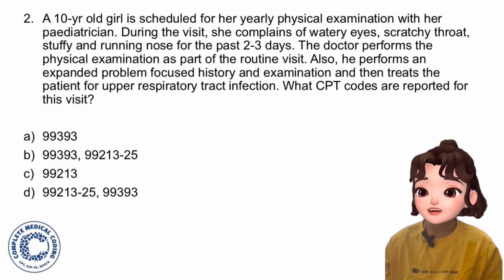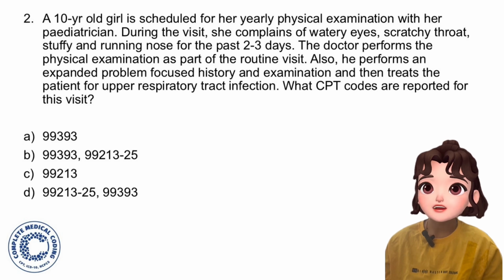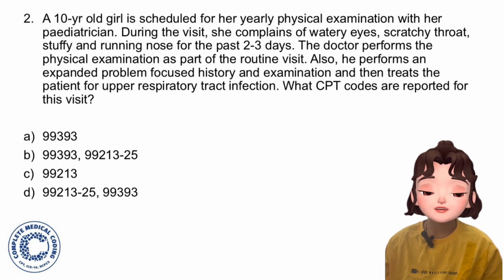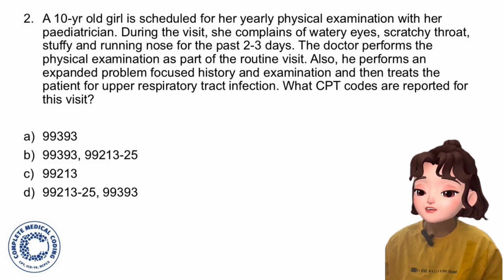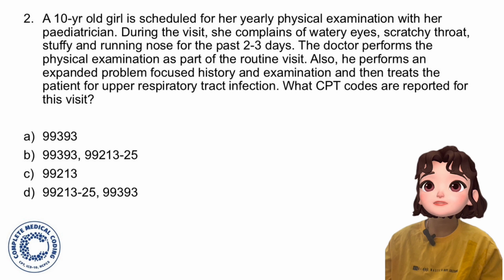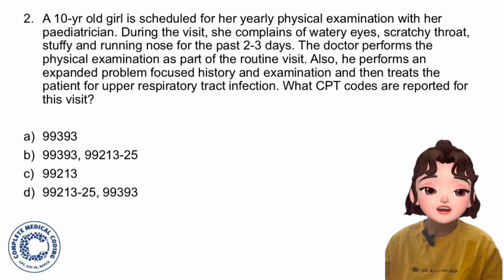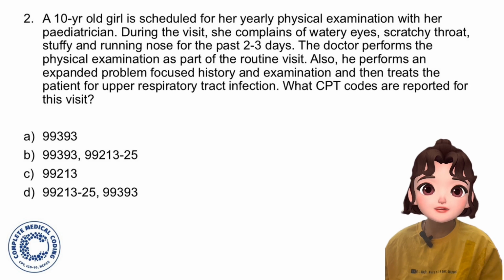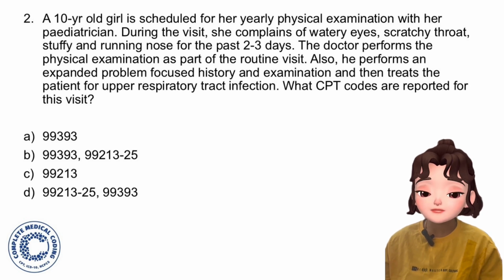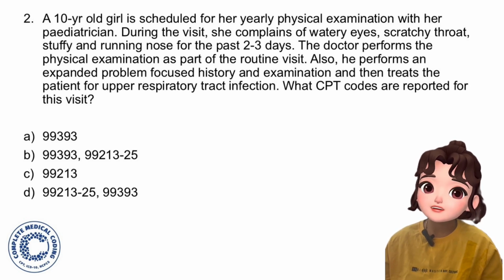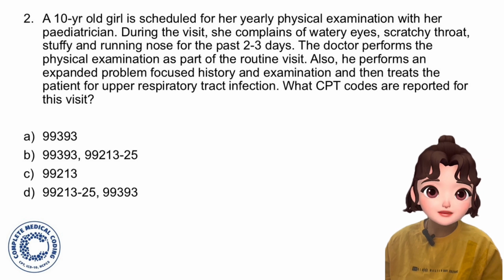If you check 99213, that is the E&M code for the treatment of URTI, an office or other outpatient visit. This is an established patient, because the patient is here for a yearly health examination, so it will for sure be an established patient. It requires an expanded problem-focused history, problem-focused examination, and MDM of low complexity. Here an expanded problem-focused history and examination were done, and the decision making is low because the diagnosis is only URTI. So 99213 also you need to code.